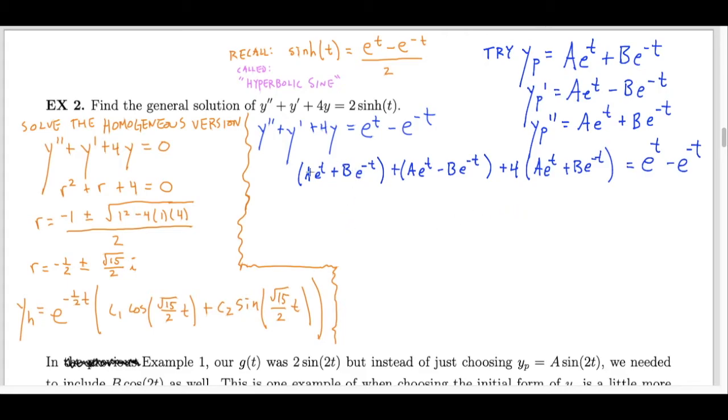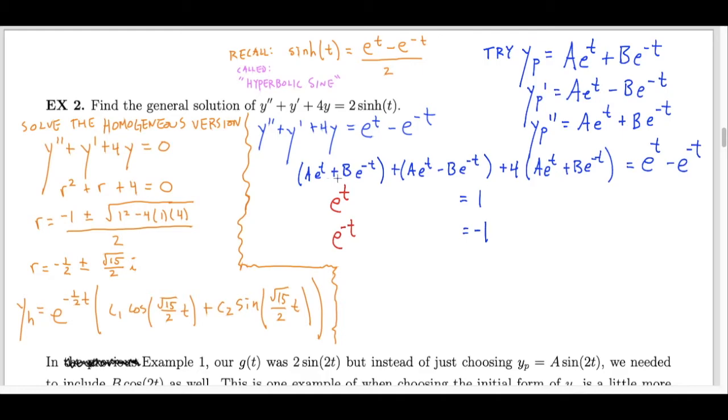So here I have y double prime plus y prime plus 4 times y equals the original right-hand side, which is e to the t minus e to the negative t. It's clear I have two different types of terms. I have e to the positive t terms as well as e to the negative t terms. I'm going to clear out the parentheses and then group those terms. And then as we saw in the previous examples, I'm going to set like coefficients equal. The two resulting equations here I've labeled with the terms that they're associated with. So this first equation will be the coefficient of e to the t on the left. On the right, I already can tell that that coefficient is 1. On the right, for these terms, the coefficient is -1.